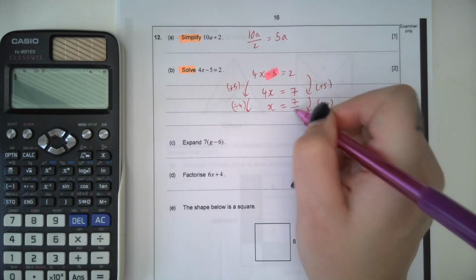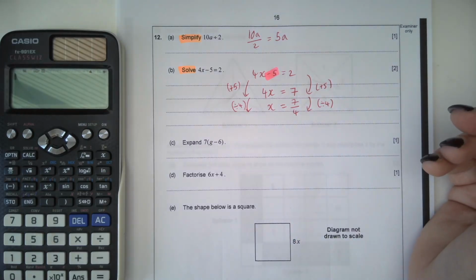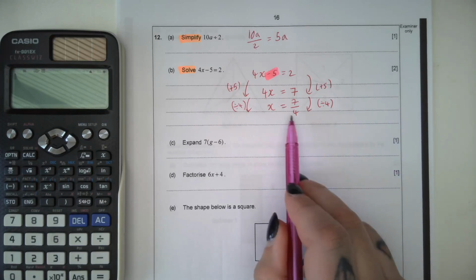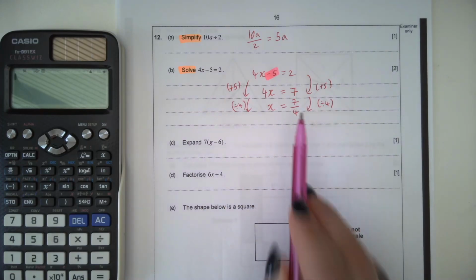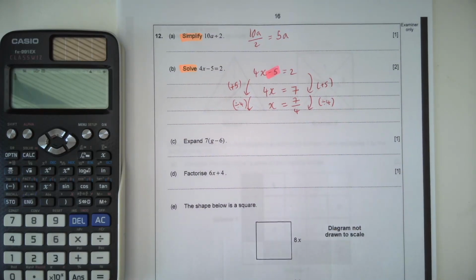So 7 divided by 4, I can't do in my head. I'm going to write that as a fraction. And I can leave that there because they've not told me what form they want my answer in. So I'm going to leave it like that.